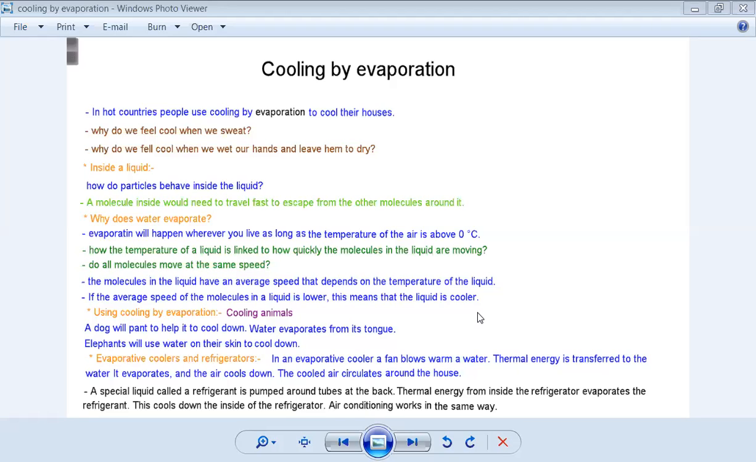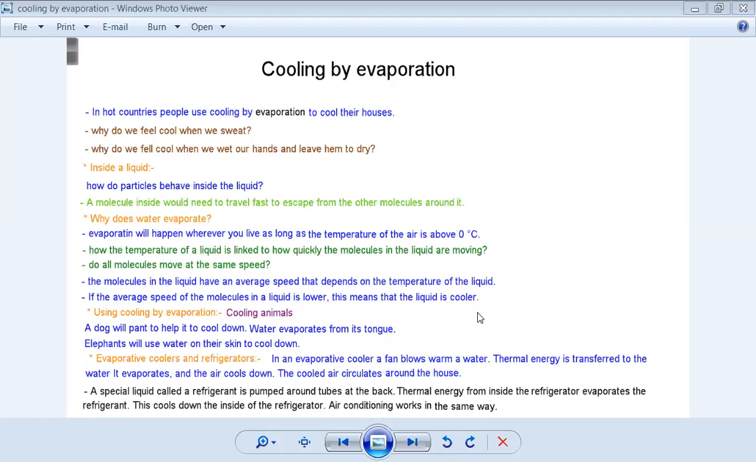It's like the wet towel. It's like sweat, transferring the energy from the warm side to make the water evaporate, and in this case, it will cool down the surroundings. Okay.